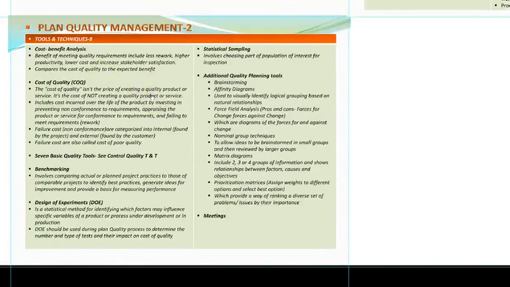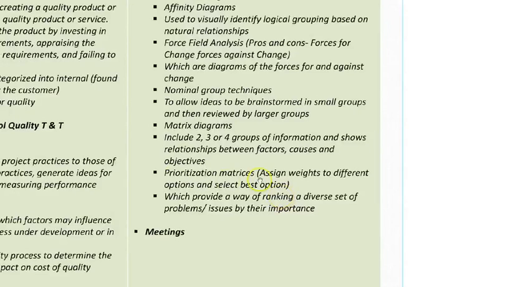Explain prioritization matrices. Prioritization matrices, what they do is assign different weights and options, and finally what they do is select which is the best option according to the weight assigned.